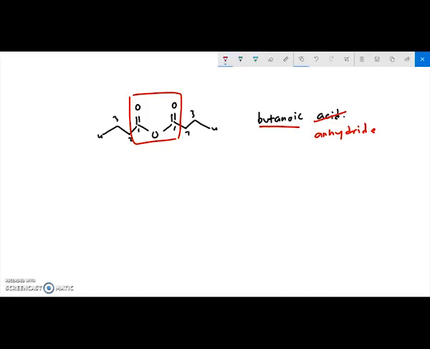So whenever we mention anhydride, please make sure that it has a C double bond O structure attached to it. Again, this naming is only applicable for symmetrical anhydride.